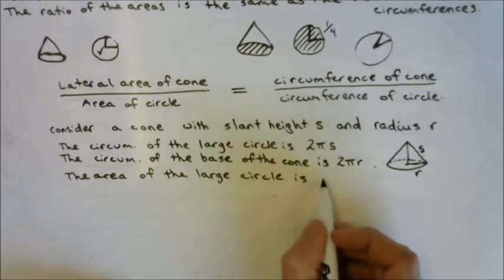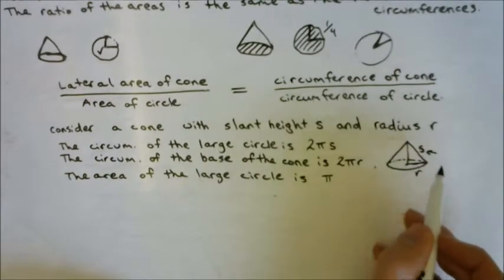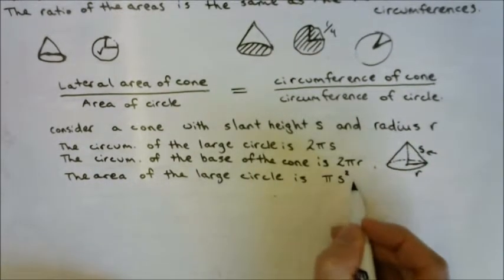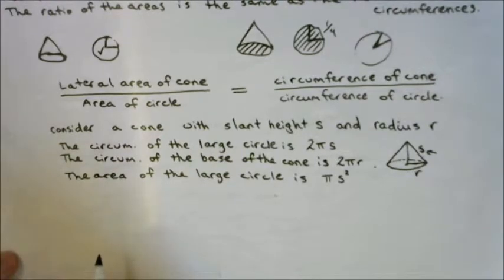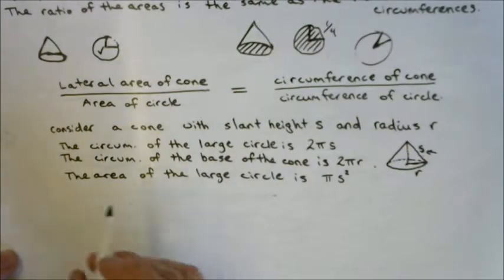Pi r squared, but r is actually s. So pi s squared. The radius of the original circle is s. Okay, this is making sense.